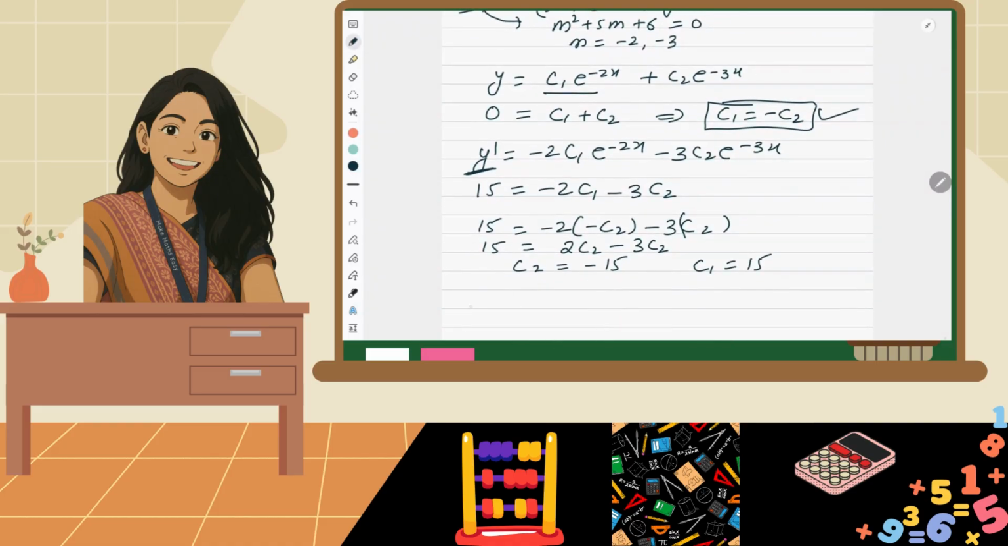So what is my final answer? Y is equal to, you put this in your solution, c1 is 15 e to the power minus 2x minus 15 e to the power minus 3x. So this is your answer. Let's move to the next question.